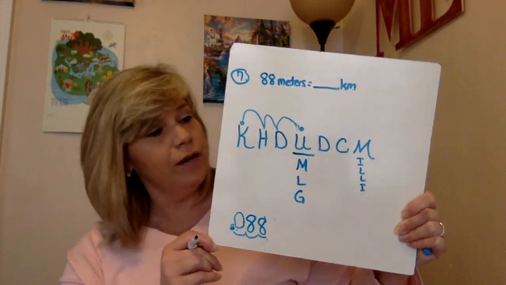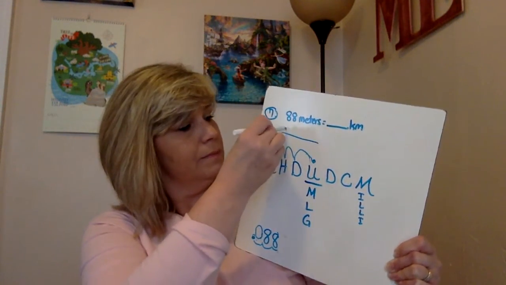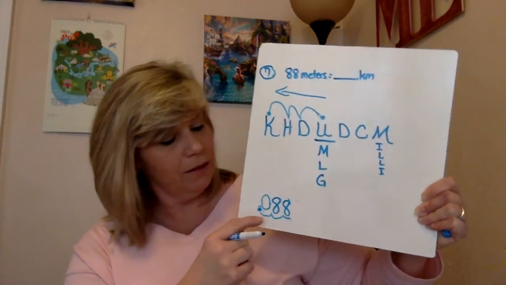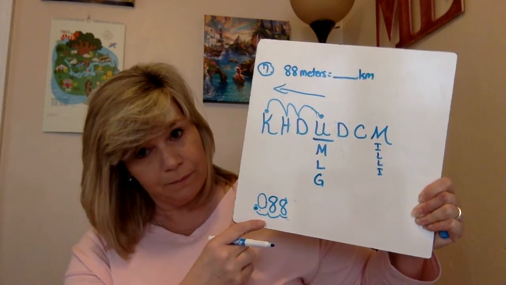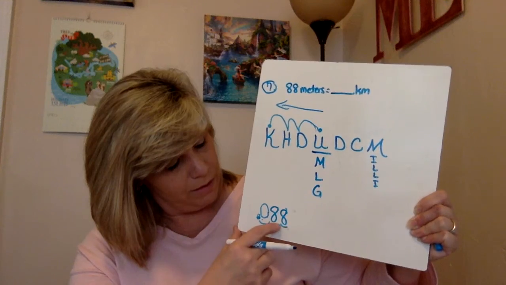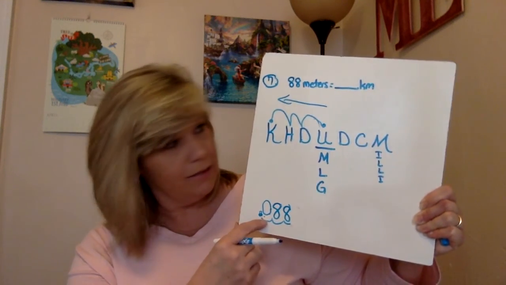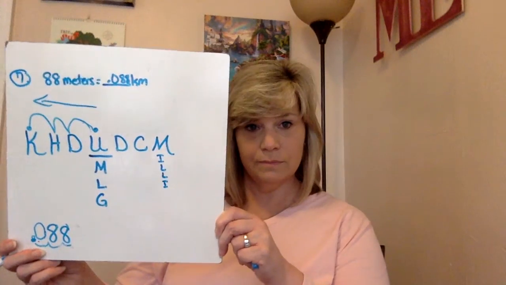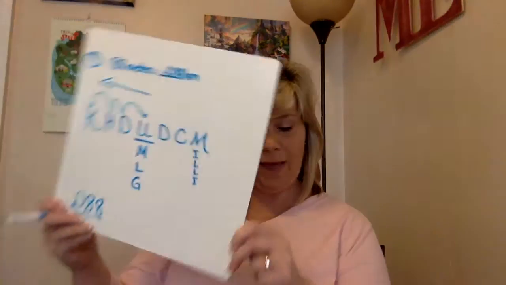So again, we're following direction, and look at which way we went. We had to give it 3 hops up here, so that means 3 scoops on the bottom, and then we just skipped 1, 2, 3, and had to add a 0. So when we write it up here, 88 meters equals 88 thousandths of a kilometer. Okay?